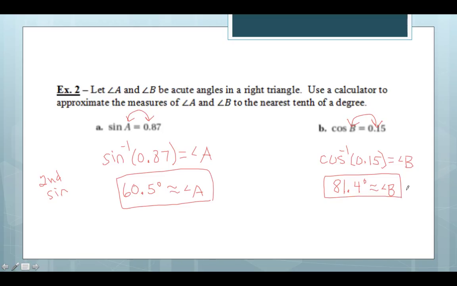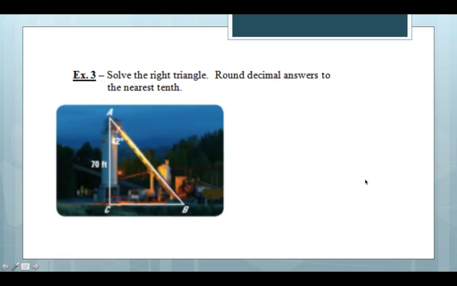So really, when we use the inverse function, the only time we're going to do that is when we're finding an angle measure, not a side length.